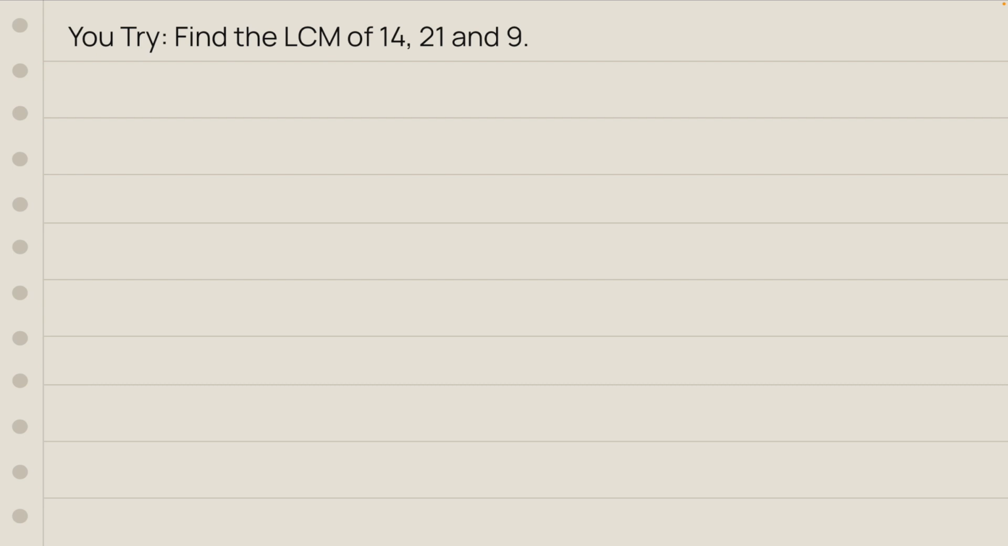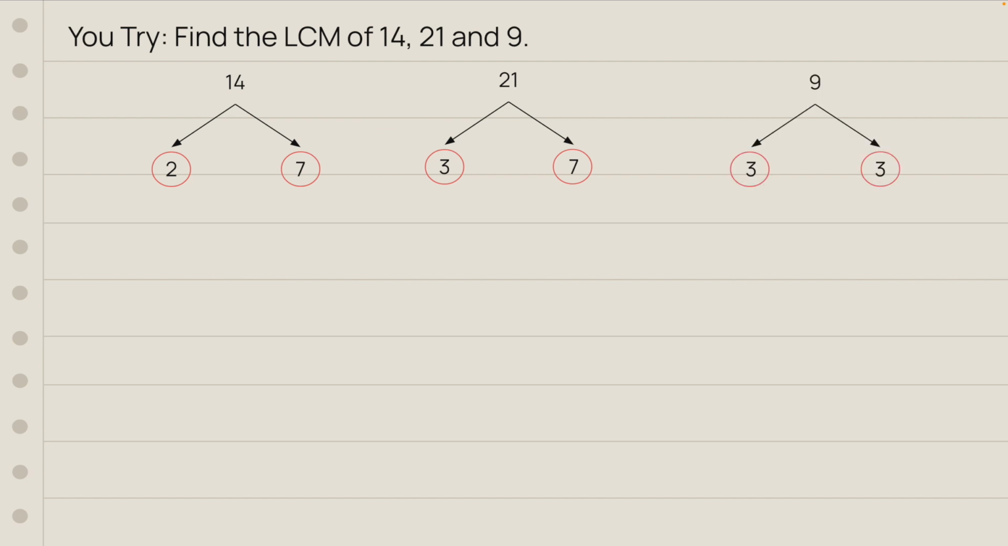Okay, so our first step is going to be to write those prime factor trees. So 14 can go down into 2 and 7. 21 goes down to 3 and 7. And 9 goes down to 3 and 3. These ones don't have secondary branches because the first ones that break down are all prime numbers.